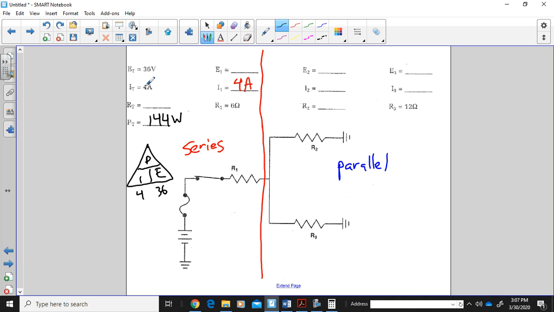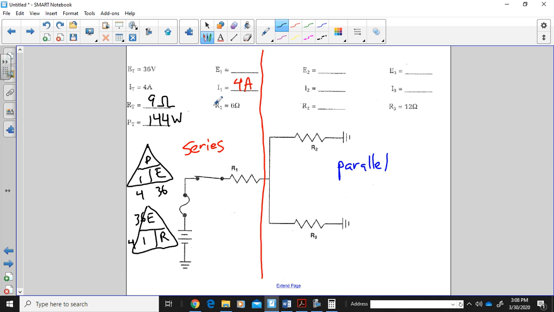We could also use EIR and find the R total. EIR triangle. And we have 36 and 4. So we can do 36 divided by 4, or 9 ohms here. This isn't an easy problem. 9 ohms and 6 ohms. So I know this has to add up to 3, but it's not easy to solve for R2. So we'll come at it through voltage and current.